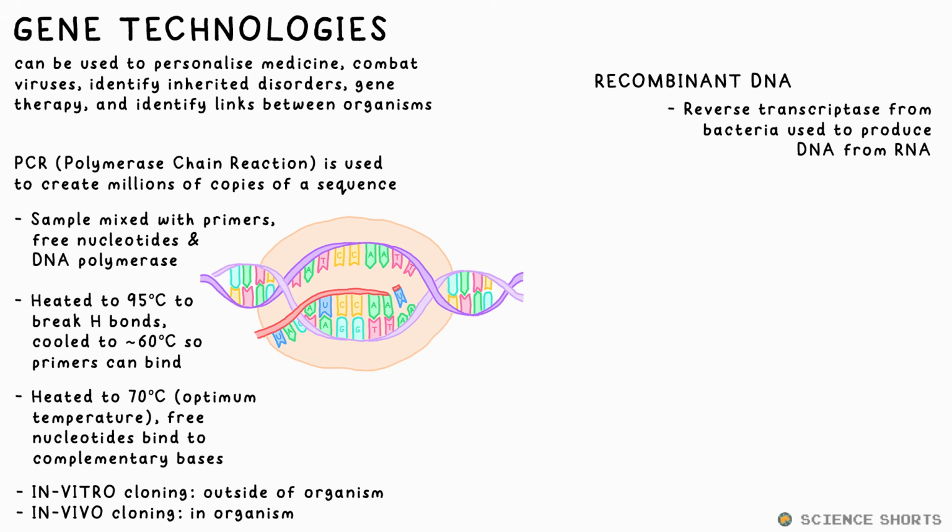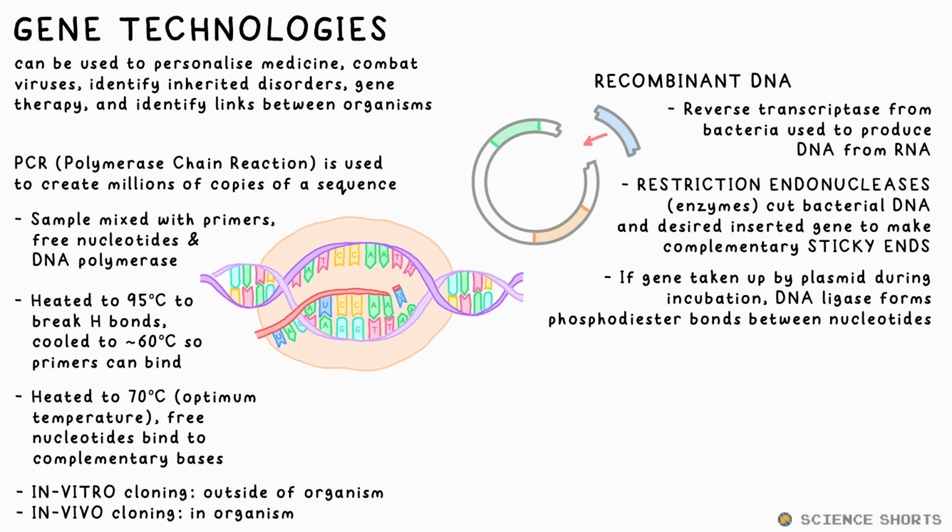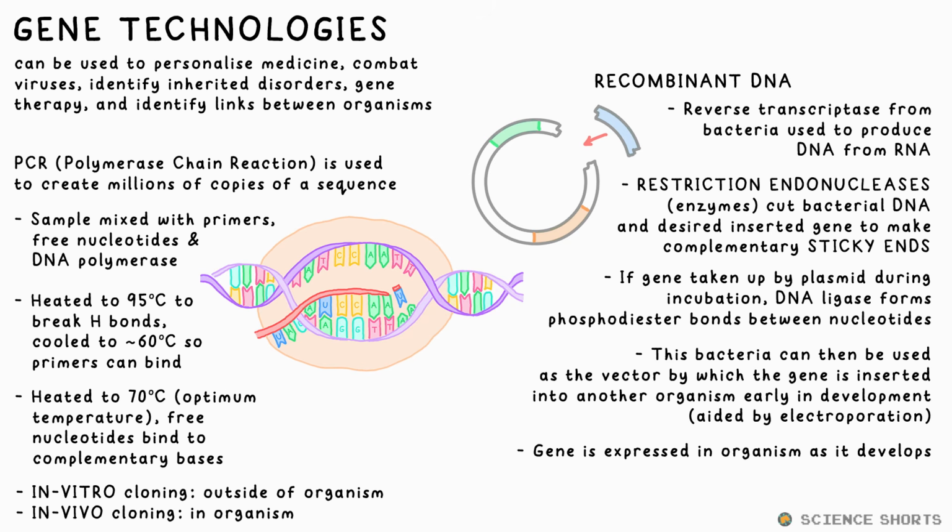Recombinant DNA technology allows us to manipulate DNA. We use the enzyme reverse transcriptase found in bacteria to produce DNA from RNA, then use restriction enzymes, endonucleases, to cut up DNA into fragments. We insert a desirable gene into a recombinant bacterial plasmid. Both are cut with the same restriction enzyme, so the sticky ends, which are complementary, create strong bonds when they come together. If they do join together during incubation, DNA ligase seals the deal by forming the phosphodiester bonds between the nucleotides. The bacteria is then used as the vector by which the DNA is inserted into the cells of another organism by electroporation early in its development, so the gene is expressed.